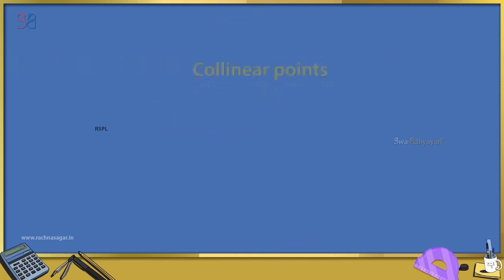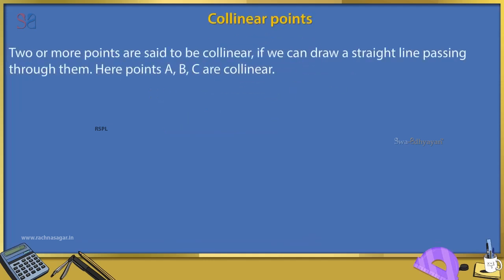Collinear points. Two or more points are said to be collinear if we can draw a straight line passing through them. Here, points A, B, C are collinear.